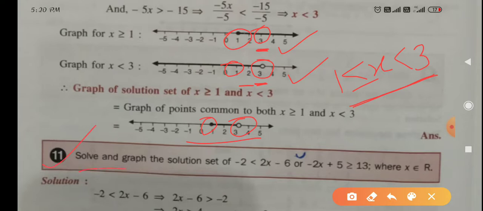You see, solve and graph the solution set of minus 2 is less than 2x minus 6, or minus 2x plus 5 is greater than or equal to 13, where x belongs to real numbers. You can see the solution.